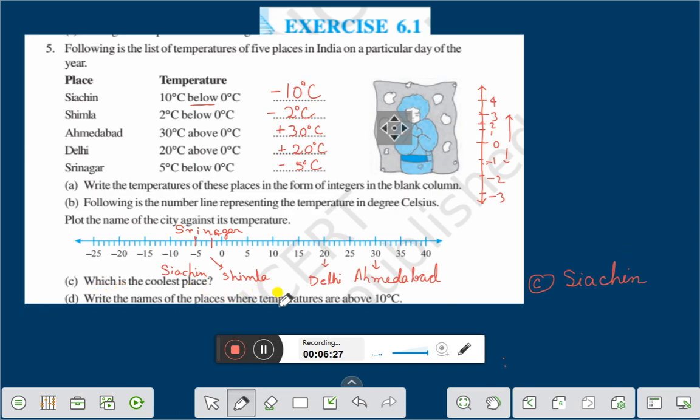Now question number D. Write the names of the places where temperatures are above 10 degrees centigrade. Above 10 means more than 10 degrees centigrade. More than 10 degrees is 20 degrees centigrade and 30 degrees centigrade, right? That means at 20 degrees centigrade it is Delhi, and at 30 degrees centigrade it is Ahmedabad. Therefore, the answer for D is Delhi and Ahmedabad.